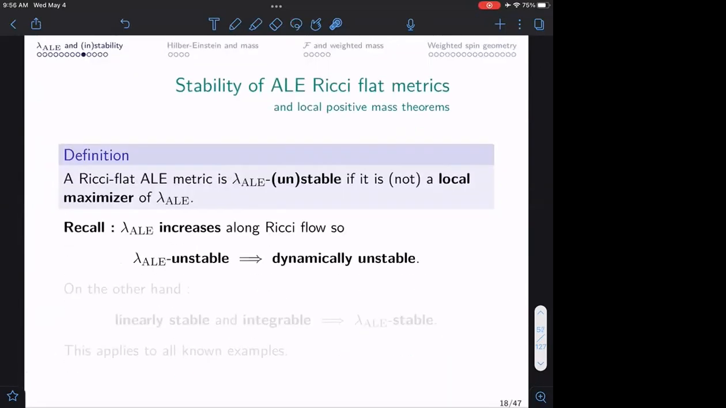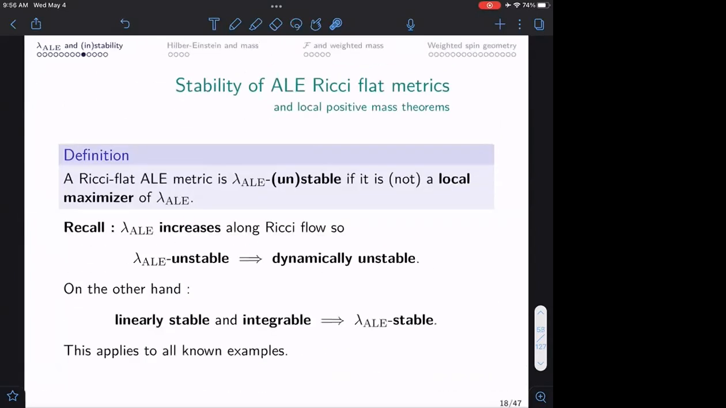Since lambda ALE increases along Ricci flow, if you are unstable, meaning that you're in this case and you start somewhere where you have a larger lambda functional, you'll never go back to this lower value. So you will be dynamically unstable necessarily. Not all Ricci-flat metrics have lambda ALE equal to zero, in particular if they are not scalar flat, because there is a mass term now. So the mass term will make the functional not zero.